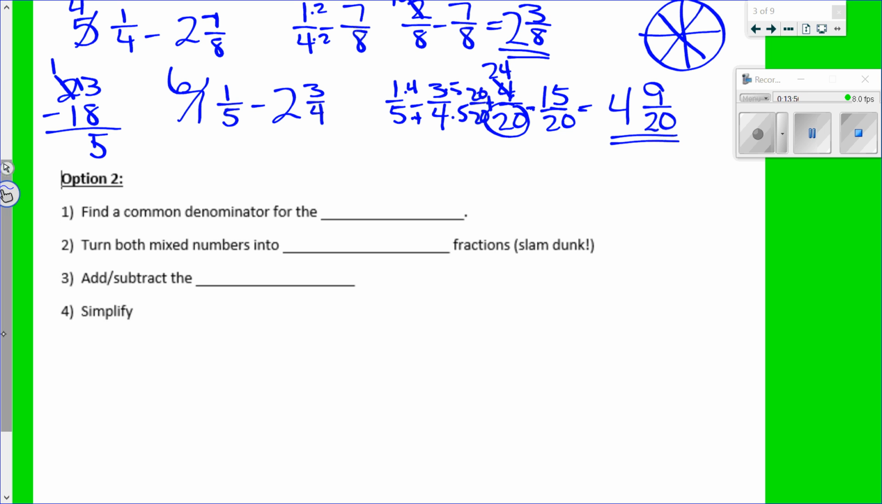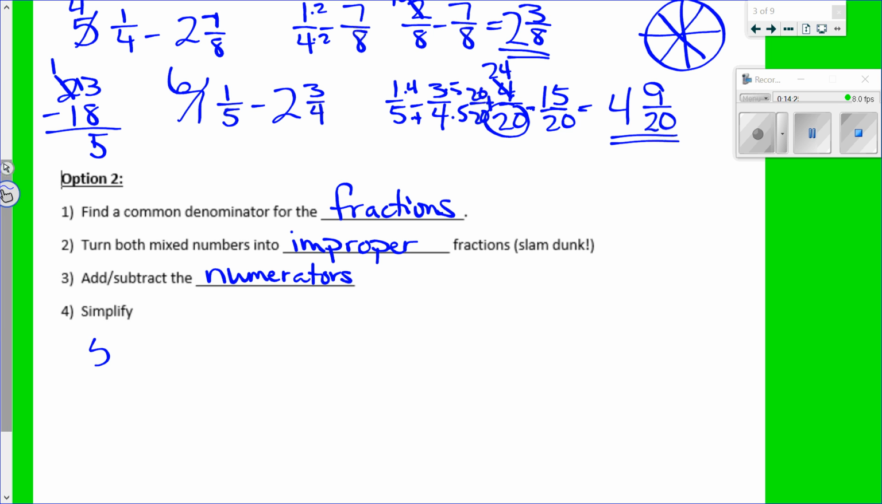Find a common denominator for the fractions. Okay? Turn both mixed numbers into improper fractions. That's our slam dunk. Everybody remember that? Unfortunately. Once I've done my slam dunk, I'm going to add or subtract the numerators. And then I need to simplify. So you're going to see there's a lot more work to this. Okay? So our first step, find a common denominator for our fractions.